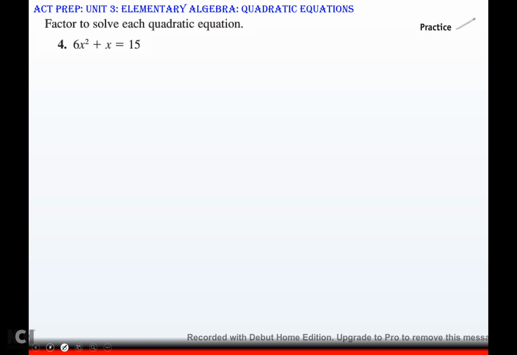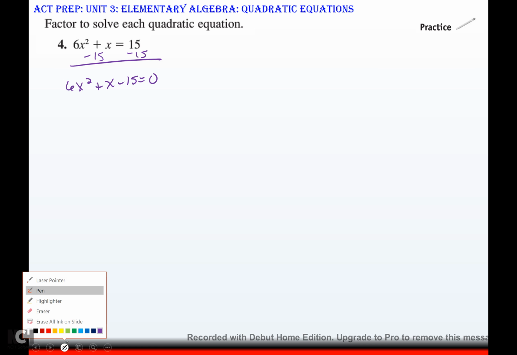Alright, so if we do this one, again, I've got to get 0 on one side, so I'm going to minus 15, which gives me 6x squared plus x minus 15 equals 0. Those ends are not perfect squares, so I don't have to worry about that. So I'm going to do my a times c, find all the factors, rewrite b, 2 by 2, GCF again. Woo! If I say that enough, you'll remember it.